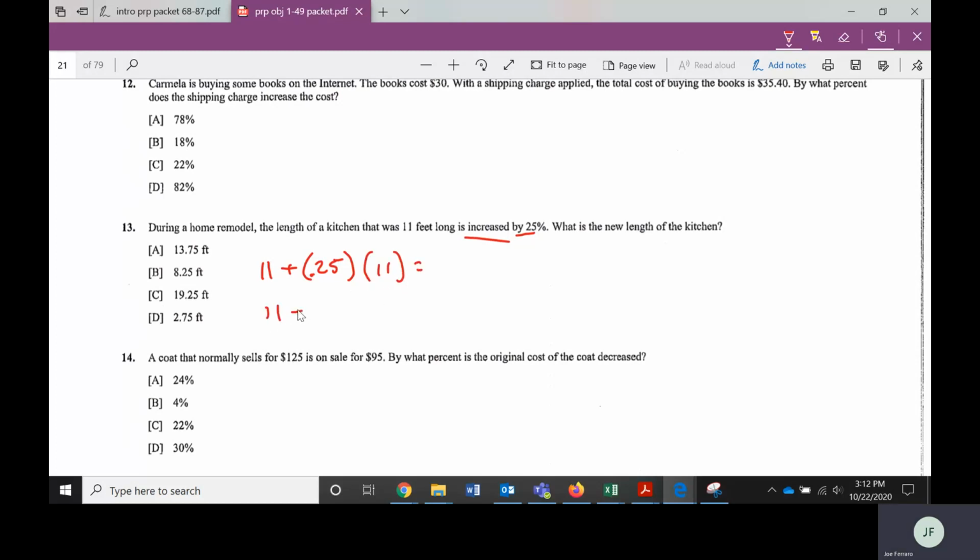Okay, order of operations, we write down 11. We take 0.25 times 11. And we get 2.75. Okay, it doesn't look like we have to do any rounding there. And we can keep our measurement in feet. It looks like we don't need feet and inches. That would be kind of a different section. And the new distance would be 13.75 feet.